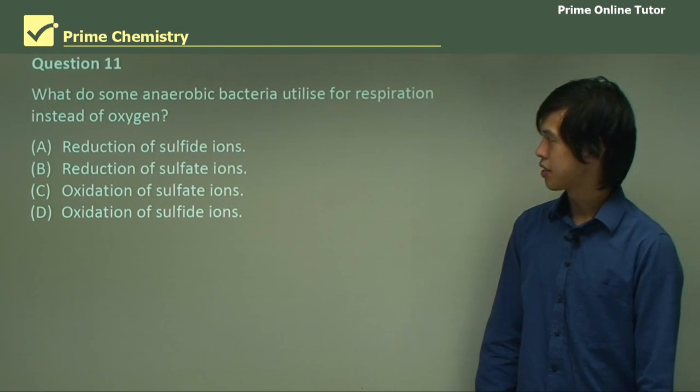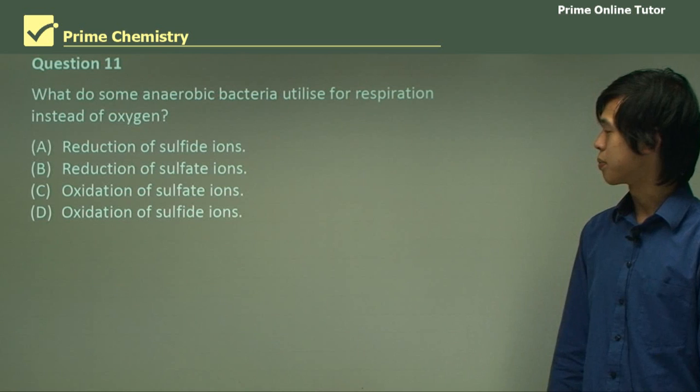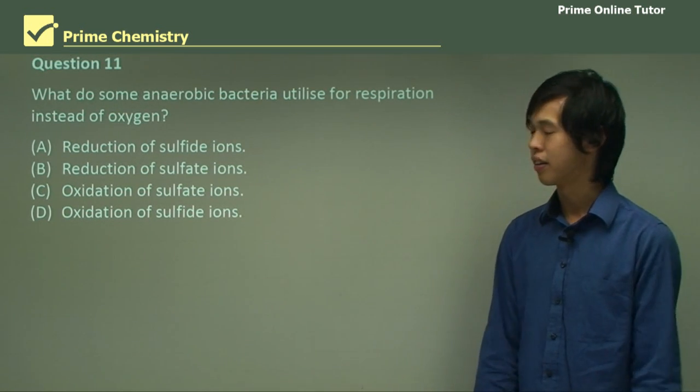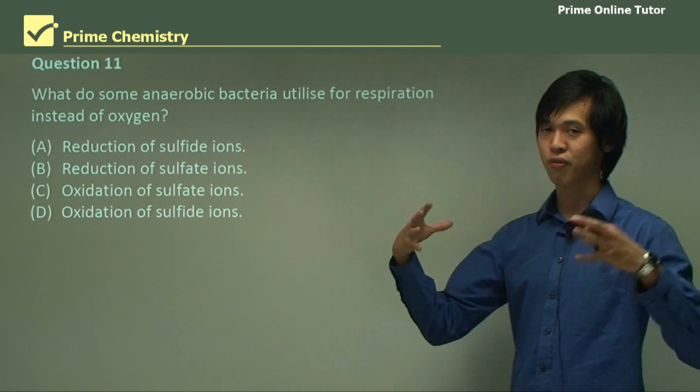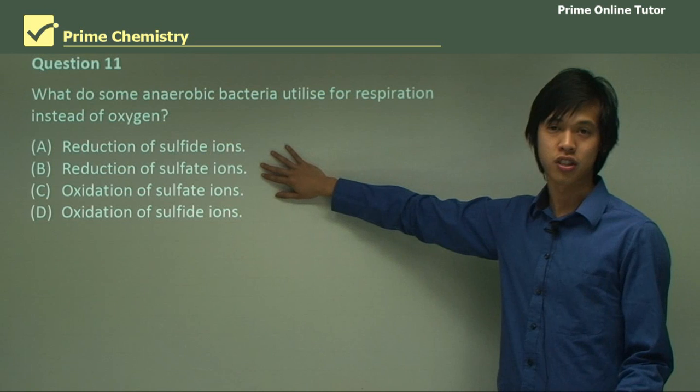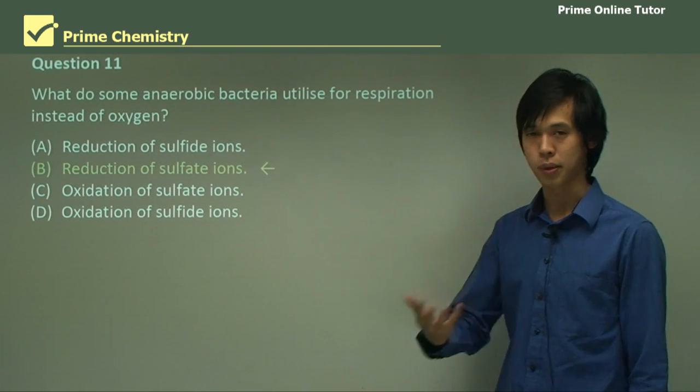So, what do some anaerobic bacteria utilize for respiration instead of oxygen? So I think we've gone through this fairly fully now. Basically, they use sulfate and they reduce it to sulfide. Okay, so B.